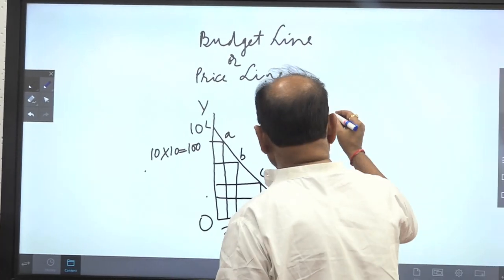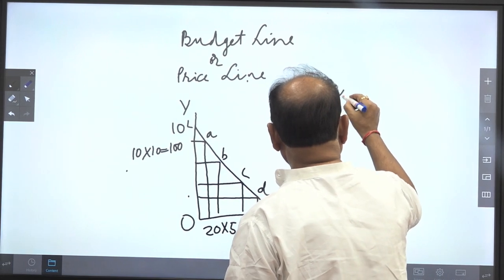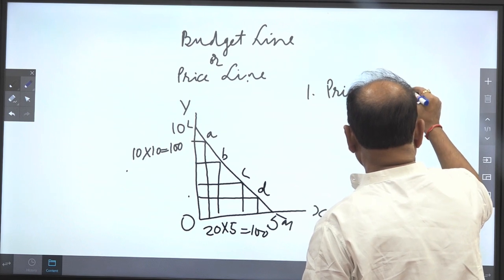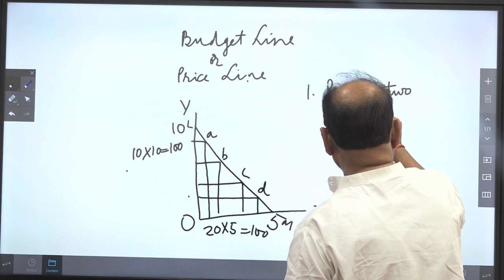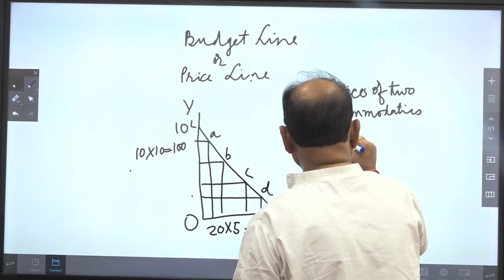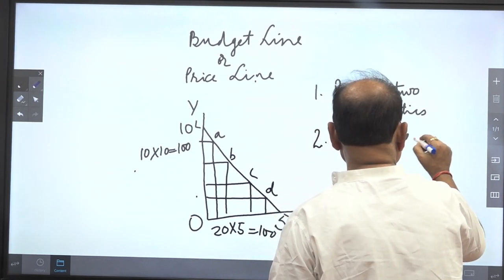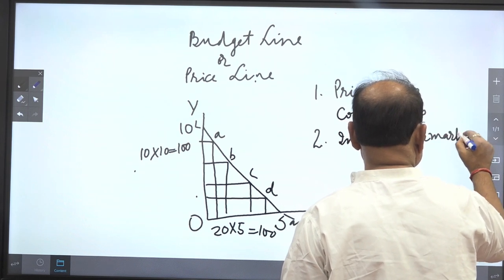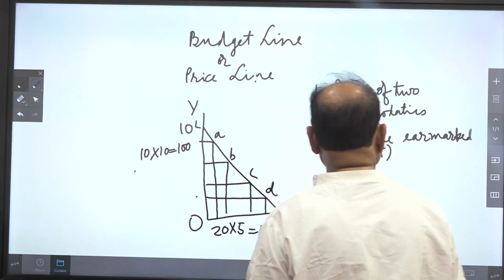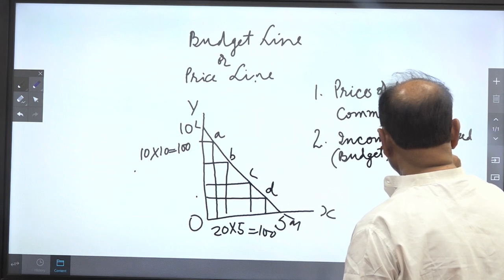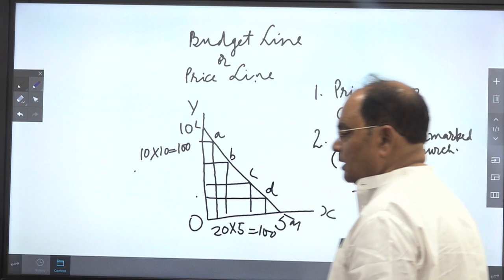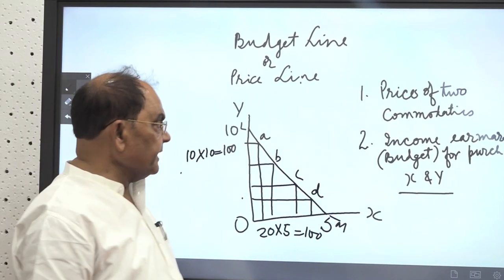Now, this budget line depends on two factors. One, prices of the two commodities which are in question, and number two, income earmarked. This income earmarked is actually the budget. Income earmarked for purchasing X and Y. So the budget line is dependent on these two factors.